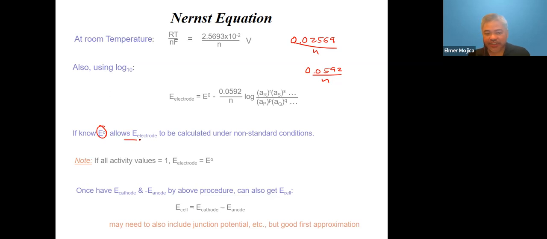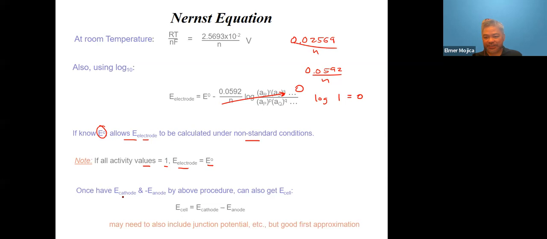Now, if you know the standard cell potential, it allows you to determine the potential of the electrode. Kita nyo, it's a potential of the electrodes here. Okay, to be calculated under non-standard condition. If all activity values are equal to 1, okay, the potential of your electrode is just equal to your standard cell potential. Because what happened here, you will get what? Log of 1, and log of 1 is just equal to 0. So magiging 0 yung expression na to kapag yung activity mo is equal to 1.